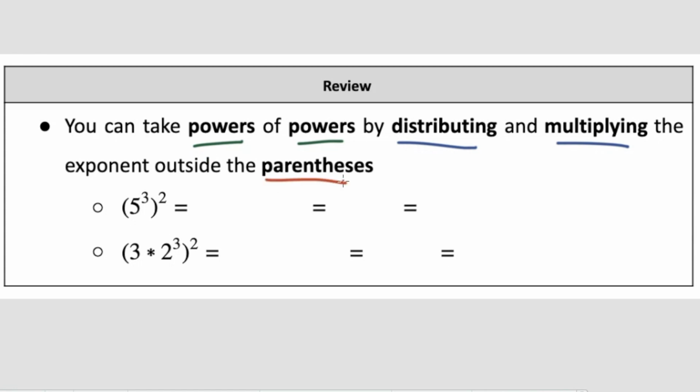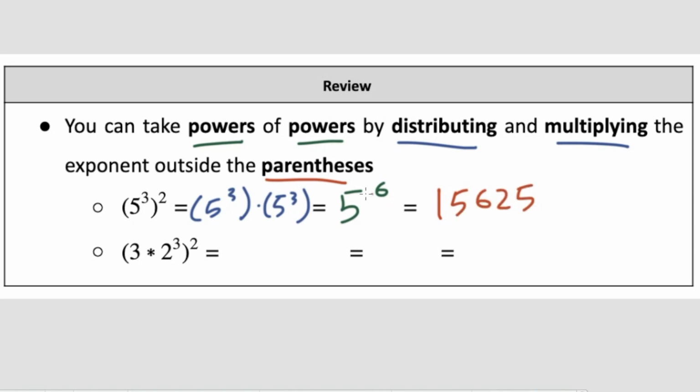So if we have this right here, 5 to the power 3 to the power 2, that's not 5 to the power 5. Instead, that's 5 to the power 3 multiplied by itself 2 times. And we know from our studies in the past that that means that we can simply add the exponents together to get 5 to the power 6, or we can multiply 3 to the power 3 times 2 in the beginning to get 6 as well, and that whole thing is equal to 15,625.